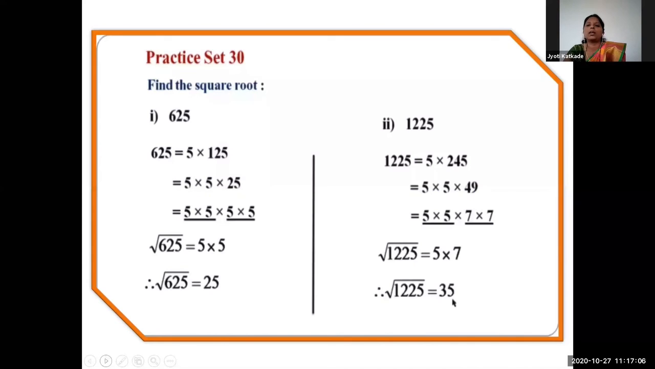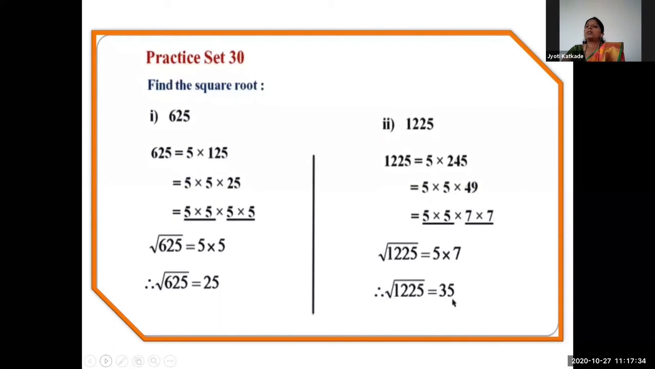Now 49 is not divisible by 5. Then which number do we use to divide 49? You know 49 is a square of 7. So dividing 49 by 7, we get 7. That means 5 into 5 into 7 into 7. Two pairs are formed there, 5 into 5 and 7 into 7. From each pair, take one factor, and we get 5 into 7.